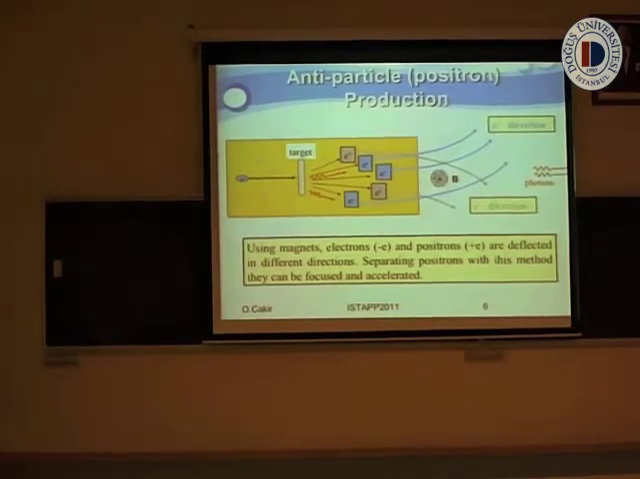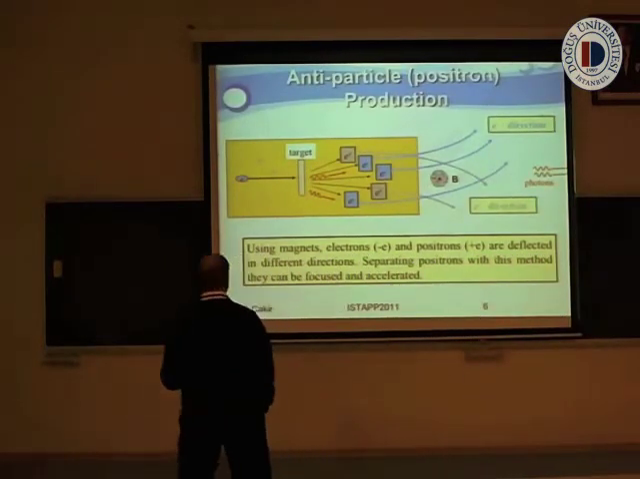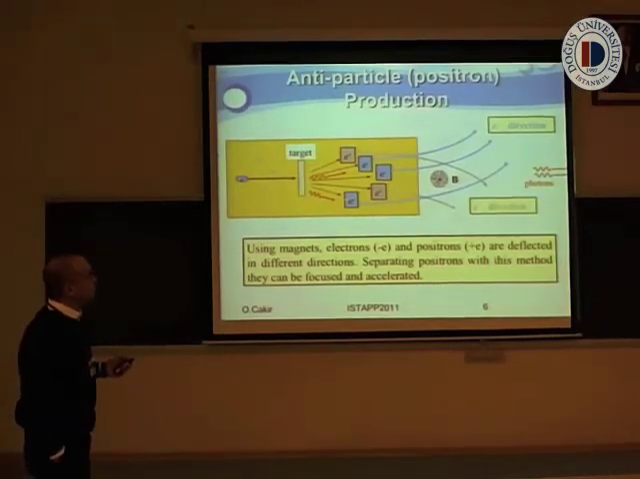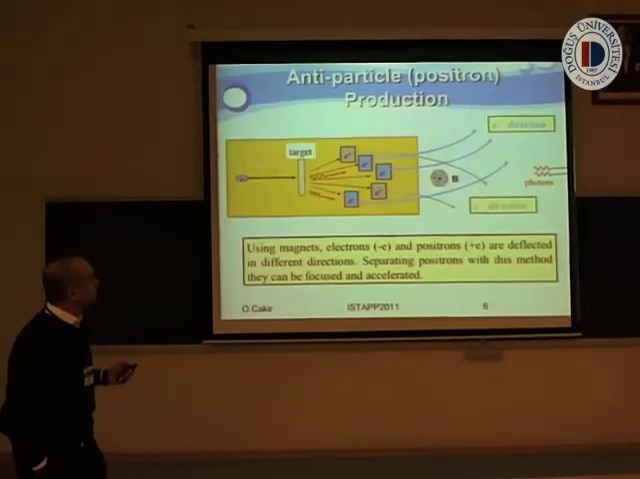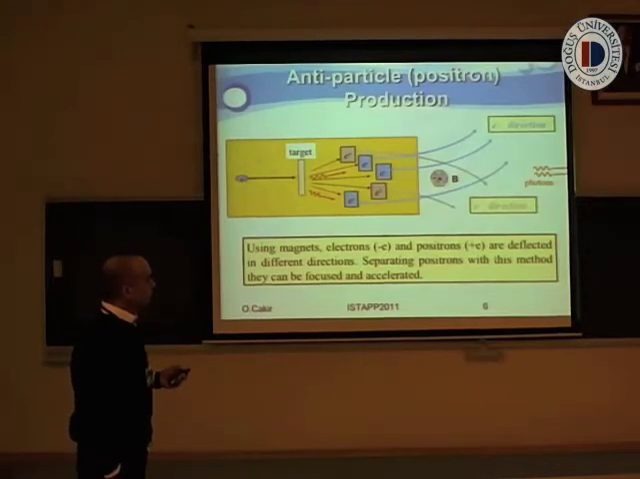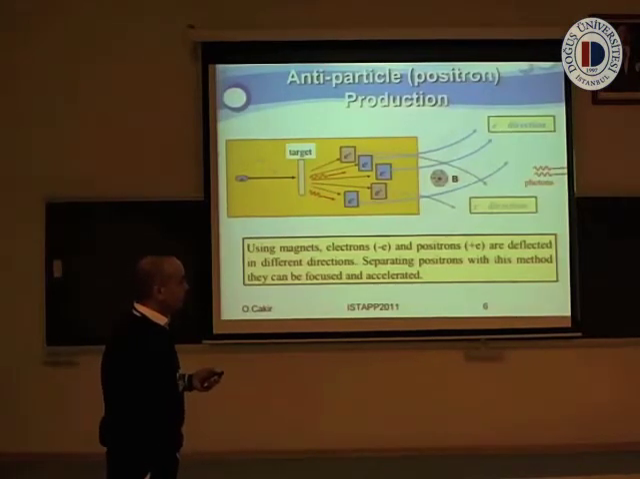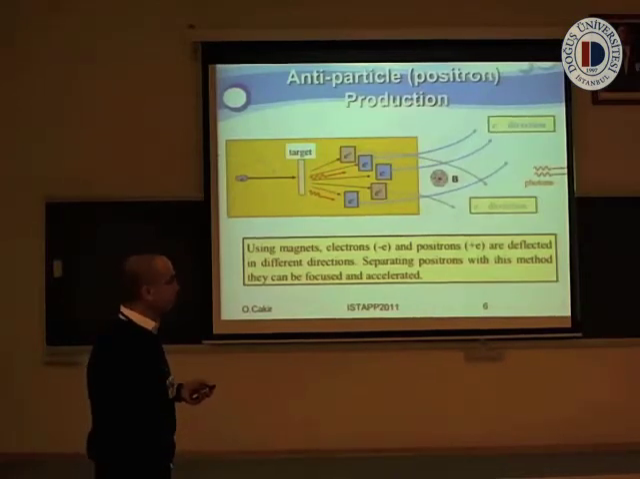Okay, we can also accelerate the antiparticle. But how can we produce antiparticles? In this plot, you see a source here, for example, an electron source, which is sent to the target, and it collides with the target and an electron and a positron are produced on the right. So by putting a magnetic field here, we can separate electrons in one direction and positrons in another direction. So we can collect, for example, positron beams and focus them. Then we can make a beam of positrons.